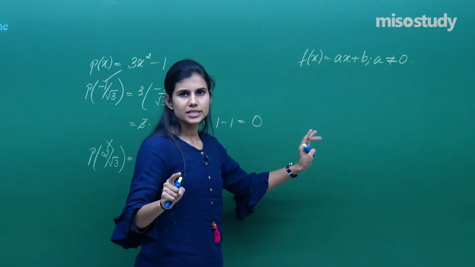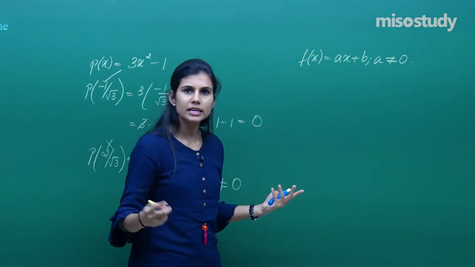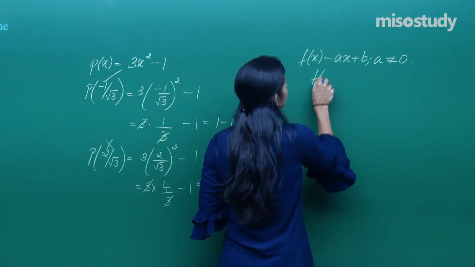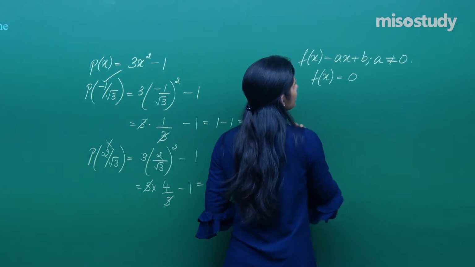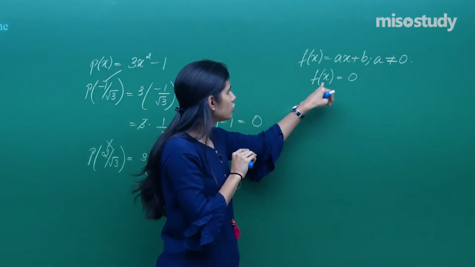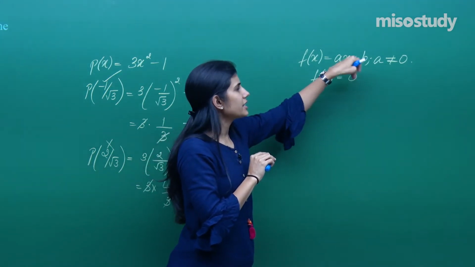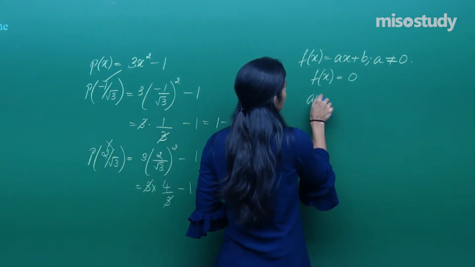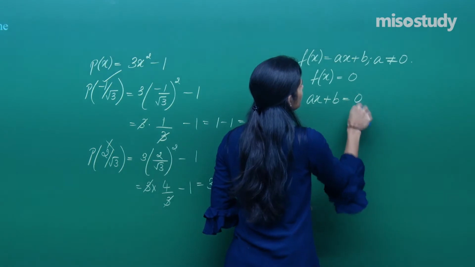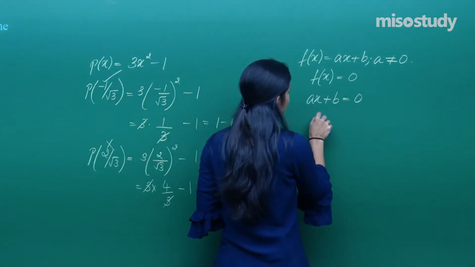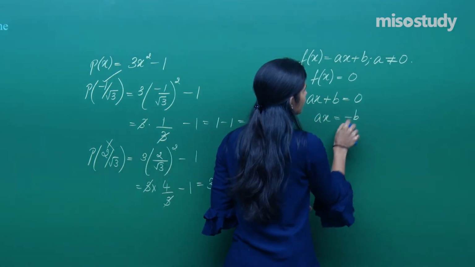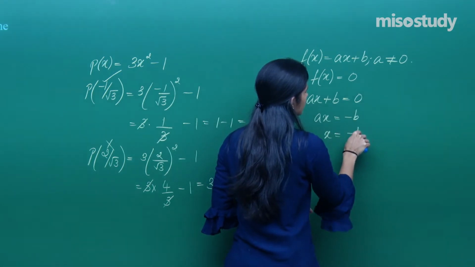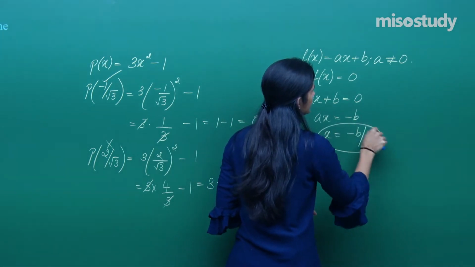Only one value of x is there, which is the 0 of a linear polynomial. What is that value? I want some value of x for which f of x is 0. That means some value of x which, when I plug it in place of x, this expression becomes 0. That is the 0 of f(x). That means I want such an x such that ax plus b is 0, so ax is equal to minus b, so x is equal to minus b by a.